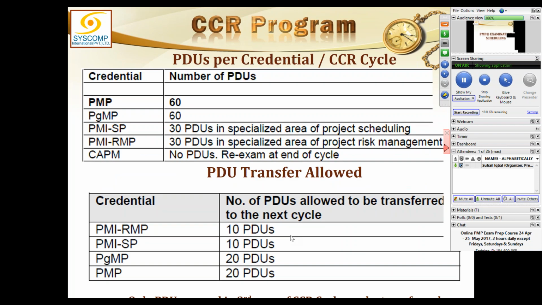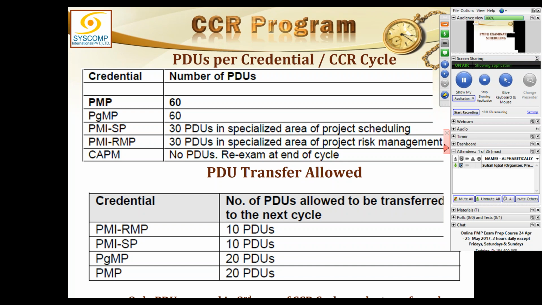There are various certifications by PMI. In addition to PMP, we have Program Management Professional, Portfolio Management Professional, Agile Certified Professional, Scheduling Professional, Risk Management Professional, Professional in Business Analysis, and CAPM. Every certification has its own requirements of PDUs. As far as the PMP, PGMP and PfMP, that is the Project, Program and Portfolio Management Professional exams are concerned, they all have a requirement of 60 PDUs each. For every 3 years, you have to gain 60 PDUs in each category.